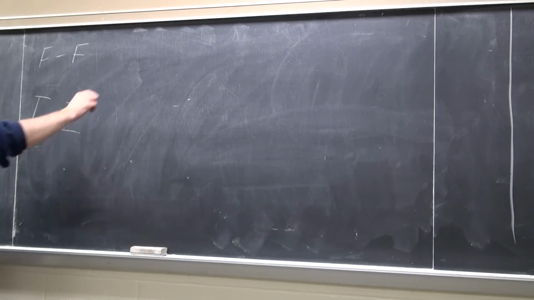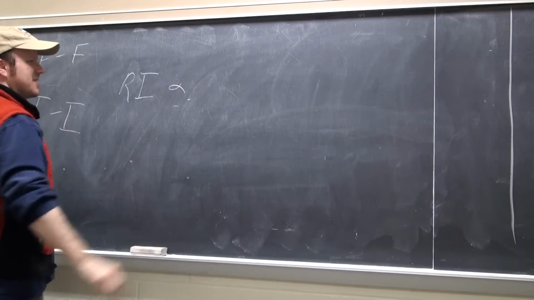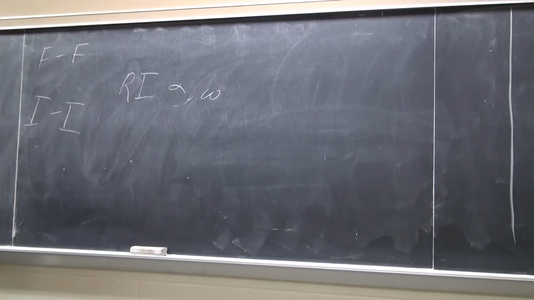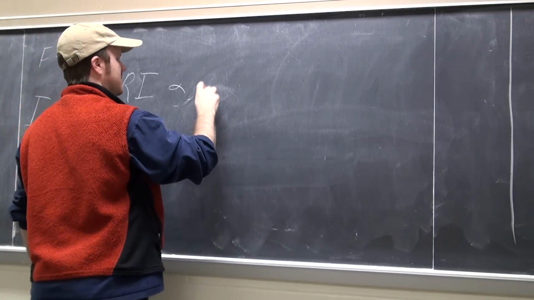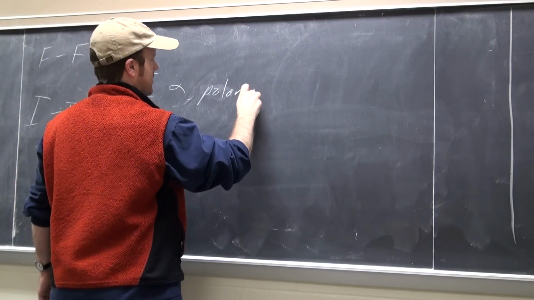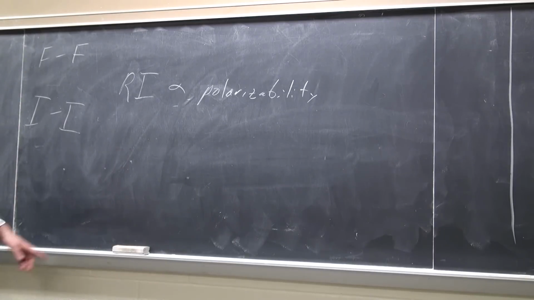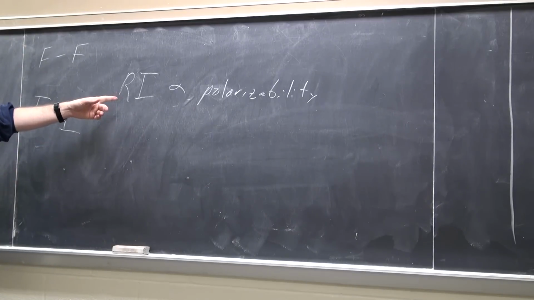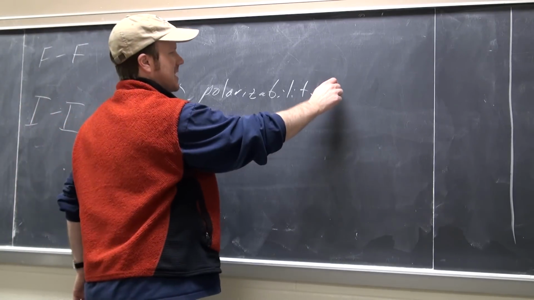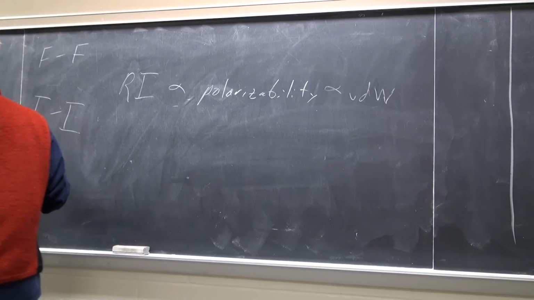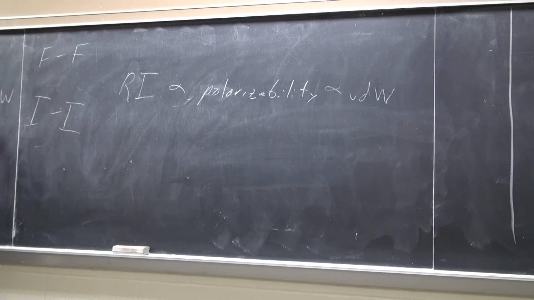Yeah, that's right. So refractive index is proportional to, do we use omega? I can't remember what the symbol for polarizability is that we use. But refractive index is proportional to polarizability. So things that have higher polarizability will have higher refractive index. Also, things that have higher polarizability have higher van der Waals forces, right? So iodine's got higher van der Waals, it's got higher refractive index, and it's got higher polarizability.